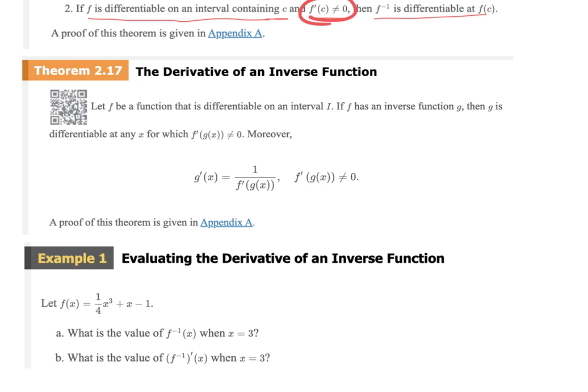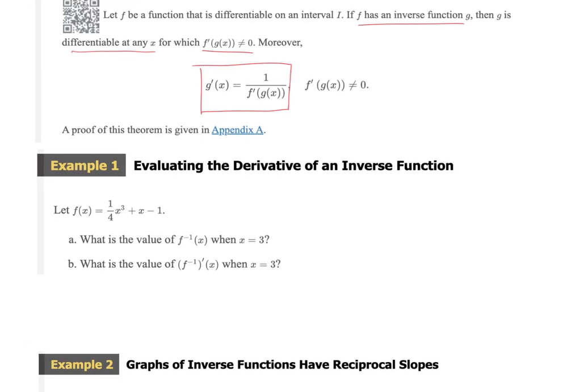Okay, Theorem 2.17, the derivative of an inverse function. Let f be a function that is differentiable on an interval. If f has an inverse function g, then g is differentiable as long as the derivative at that point does not equal 0. Moreover, the derivative of g of x equals 1 over f prime of g of x. Okay, now this looks a little bit complicated, and there are some steps to the process, and as long as we remember the steps, this is not a difficult process, even though it seems to be confusing.